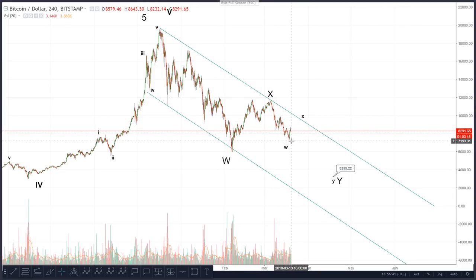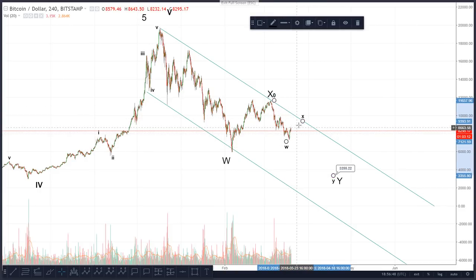Now, what I expect to see, I believe the first leg of this pattern has finished here in a W. I'm expecting an X that may come up to around this level. We're looking at around 9,500, something around that level, before it makes a further leg down to this 3,300 level. This is what I'm expecting to see.